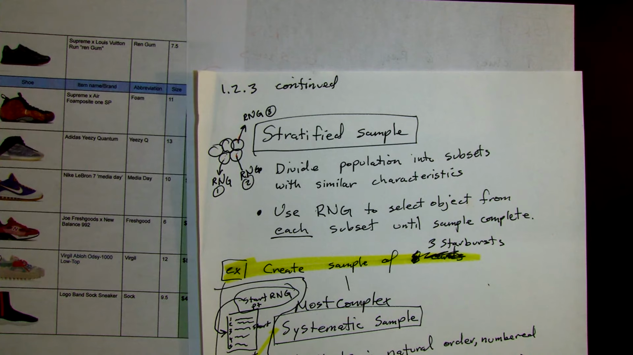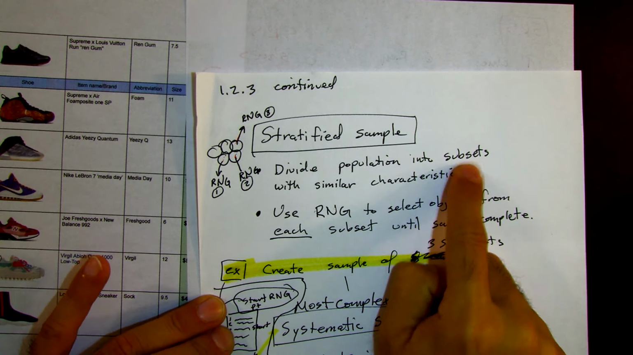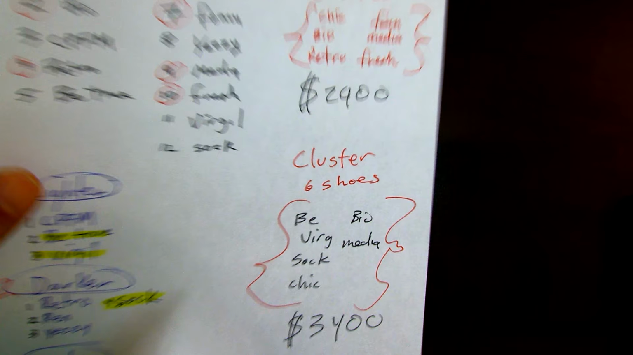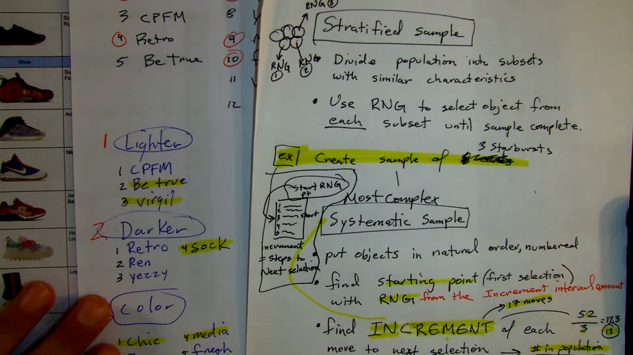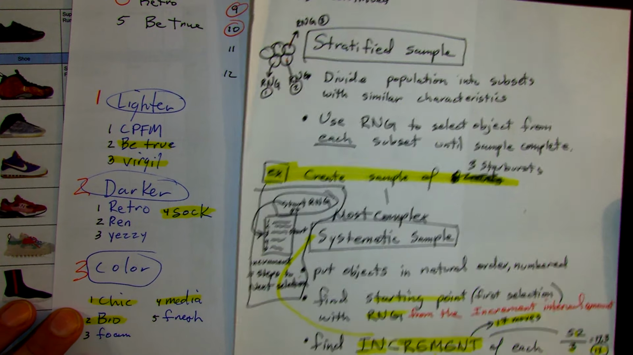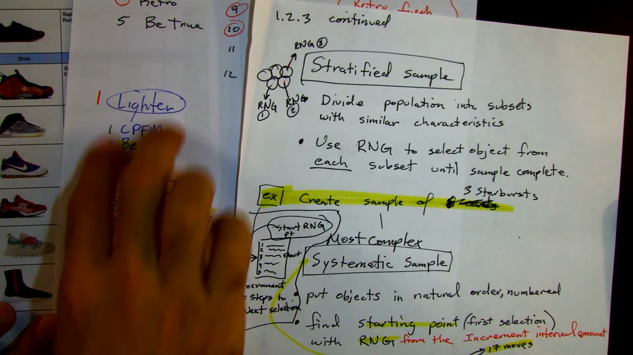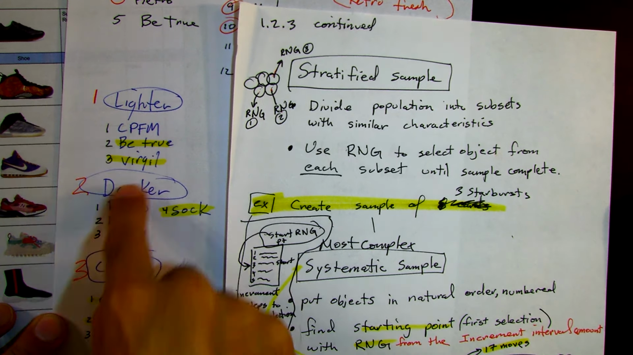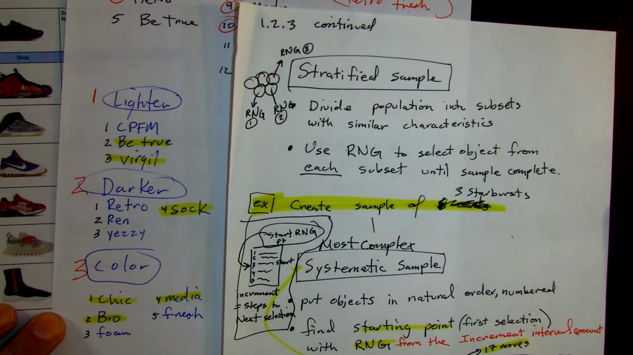So divide the population into similar subsets. Use the random number generator to select objects from each subset. So instead of first picking the category and then looking inside the category, now we're just going to go, all right, lighter shoe, 1 through 3, let's find our lighter shoe. Darker shoe, 1 through 4, let's find a darker shoe. Color, let's find a color. Back to light till we get all 6.